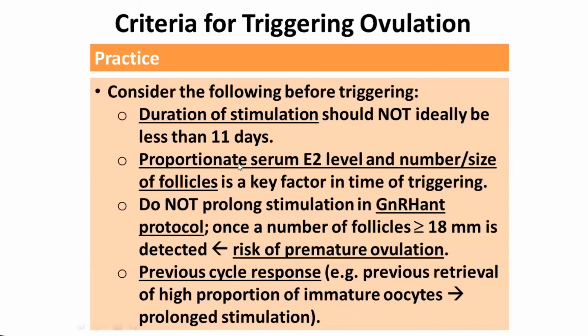Again, consider the proportion between serum E2 level and the number and size of the follicles. Each mature follicle should produce 200 nanogram per milliliter in the circulation. So correlate between the measured serum E2 and the size and number of the follicles, and do not give trigger unless you have adequate or close to adequate proportion. Again, if in the previous cycle response you have retrieved a high proportion of immature oocytes, it's better to prolong stimulation for further 2 or 3 days before you trigger.